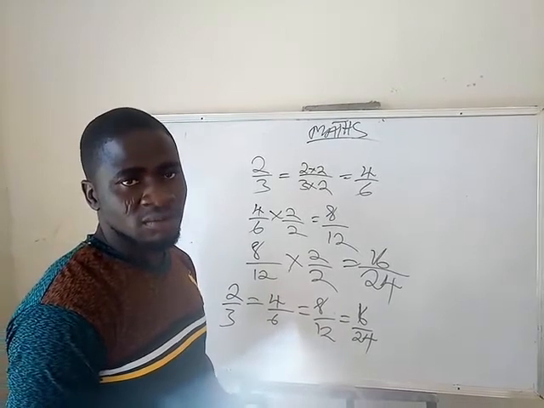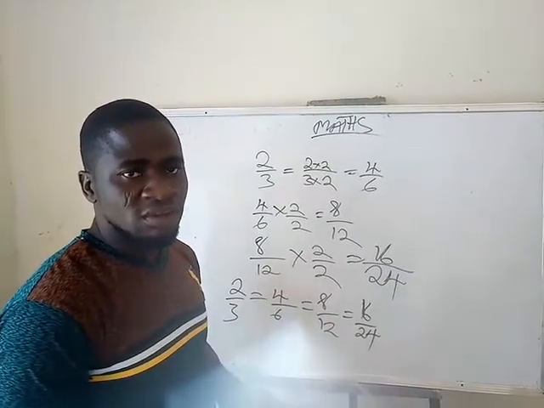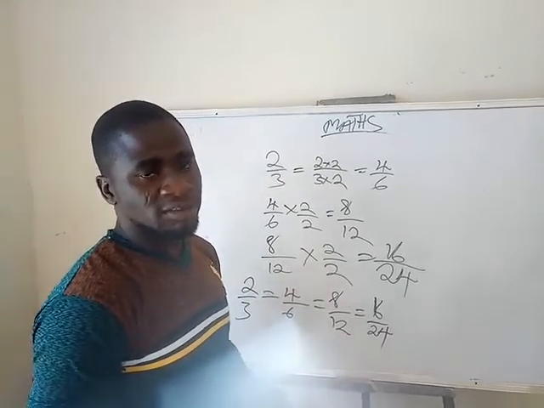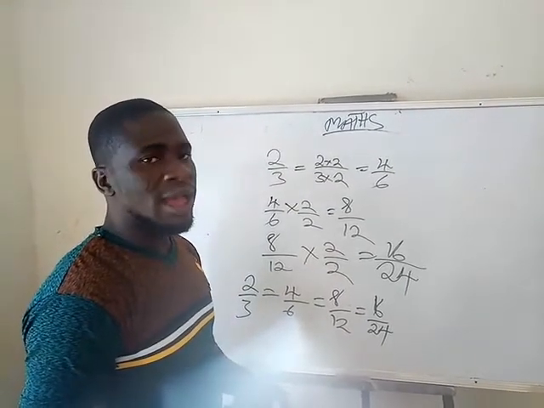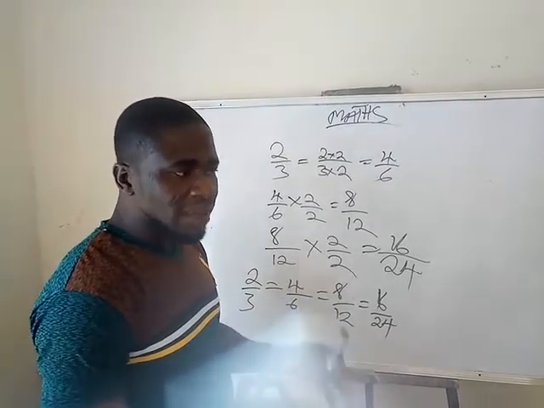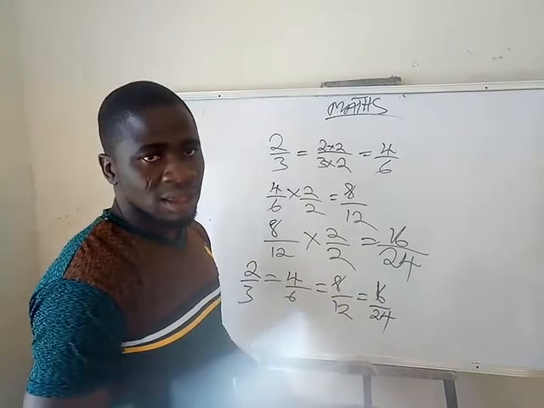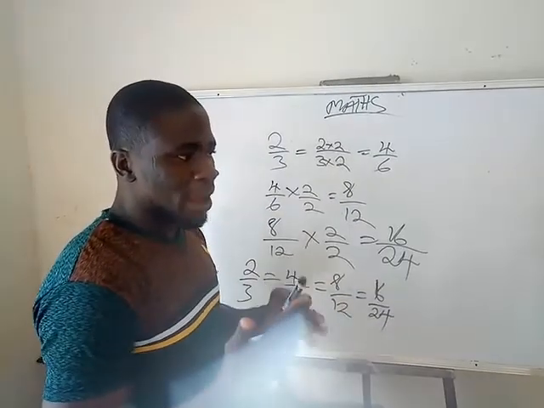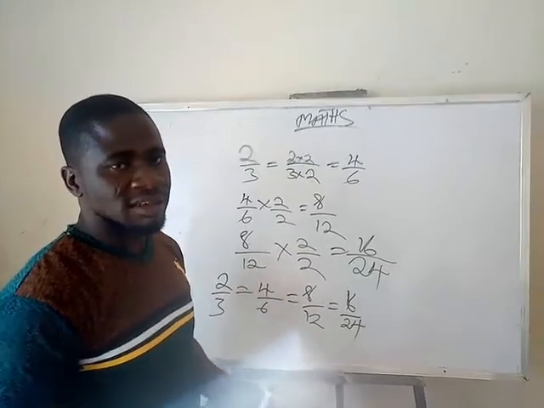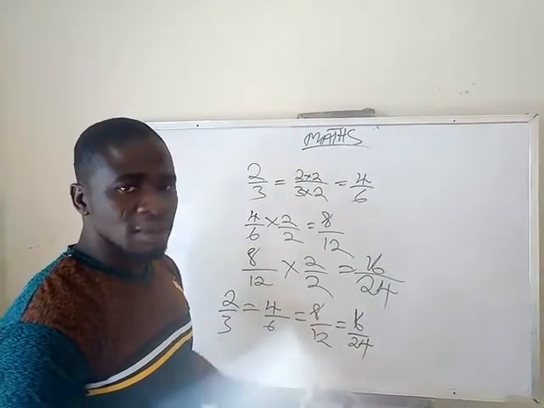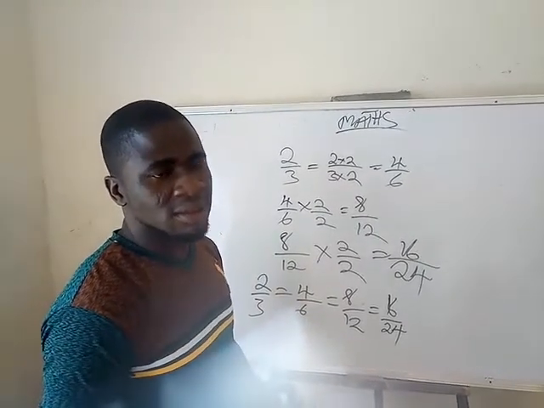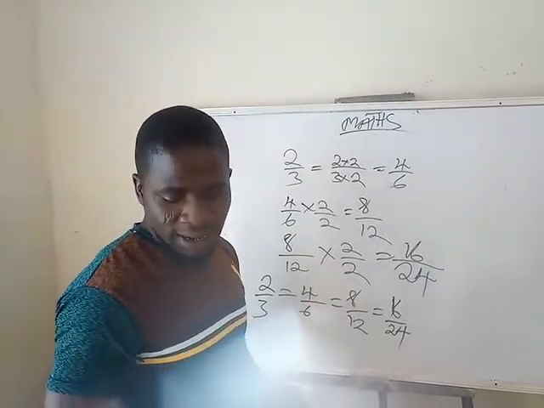simplification of fractions. Simplification of fractions is just to reduce a fraction to its lowest point, to the point where no number can divide it again apart from 1. Even when 1 divides it, it will still give us the same number, so it's as good as not being divided. So we solve an example.